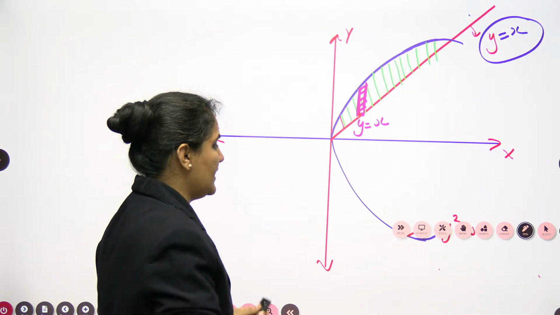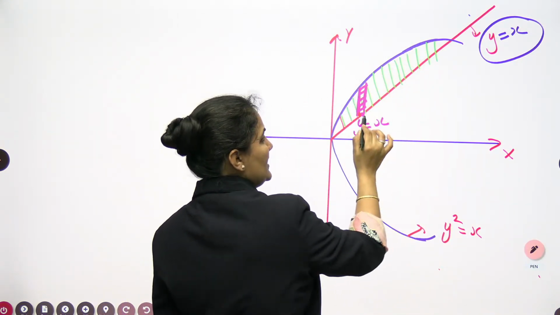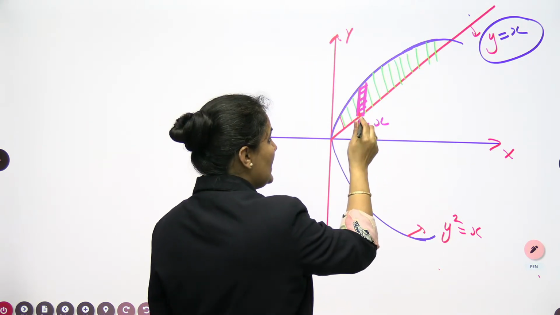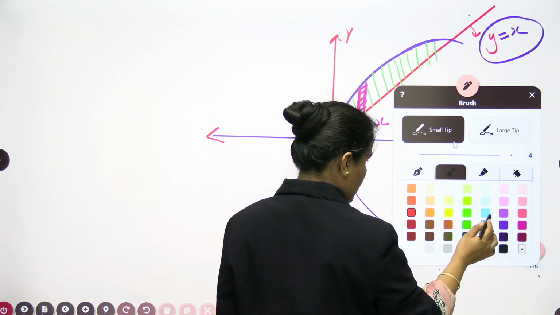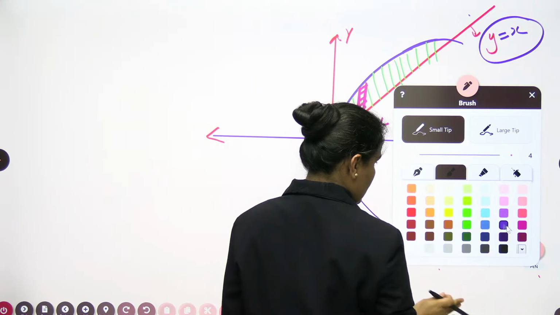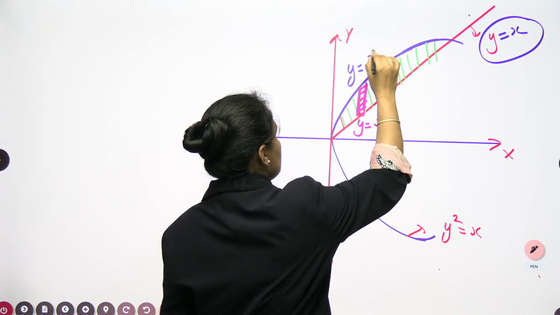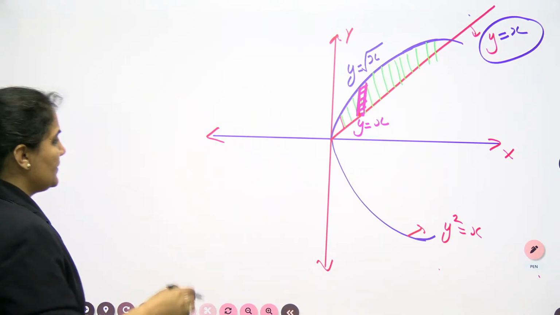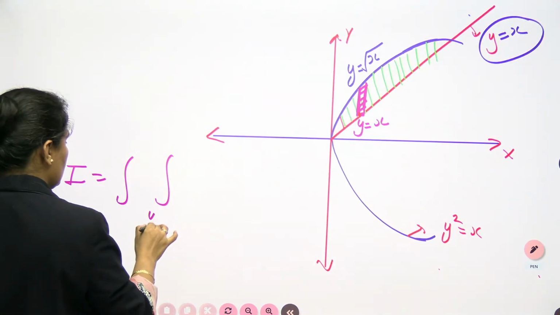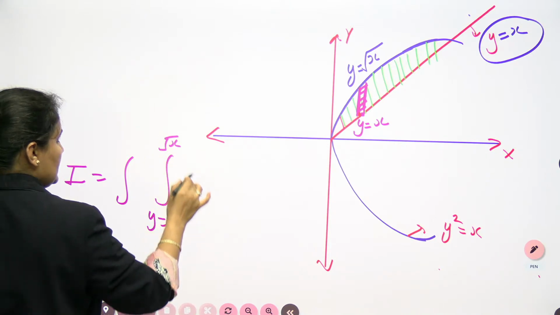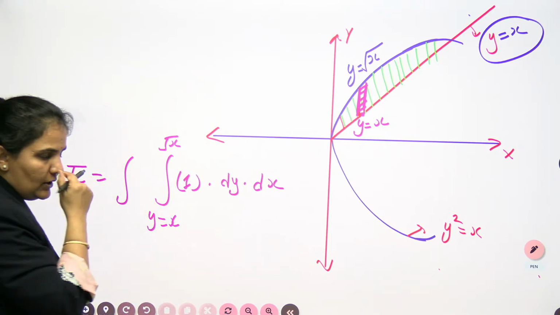So y is equal to x, and this is going up to here. The starting point of the strip is y is equal to x, and the ending point of the strip is your parabola. My strip ends at y square is equal to x, meaning y is equal to root x. So I need to identify the area: I equals to, y is from x to root x, and this is the unit length, so dy dx.